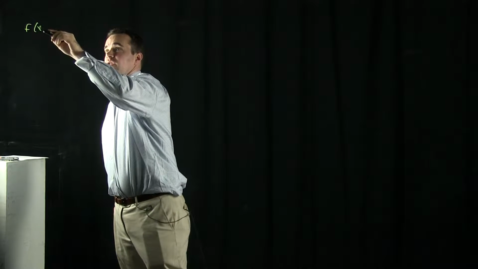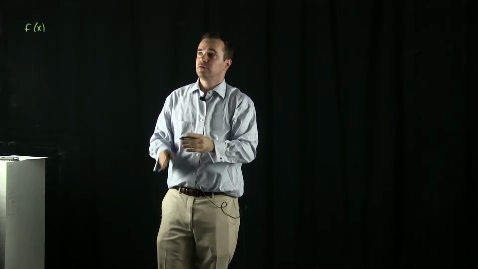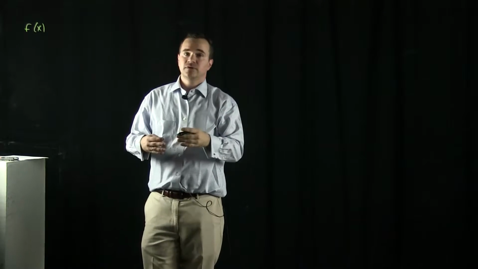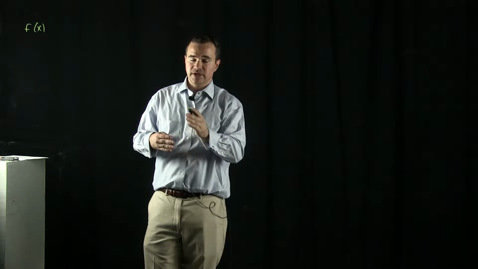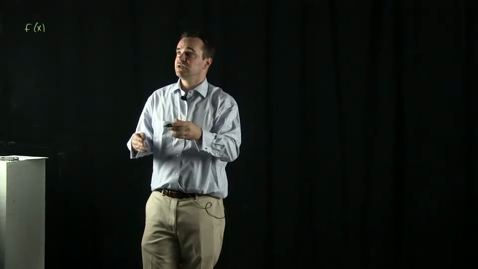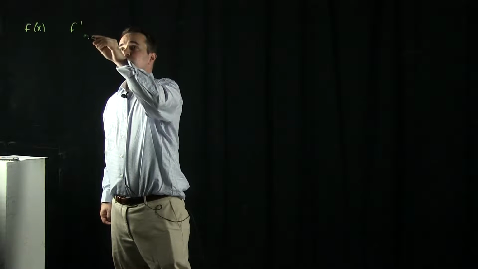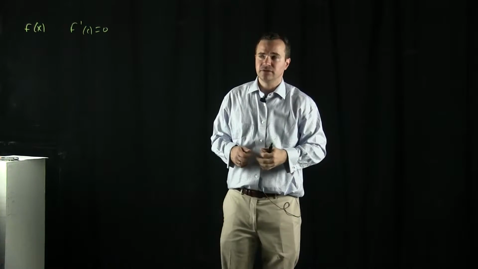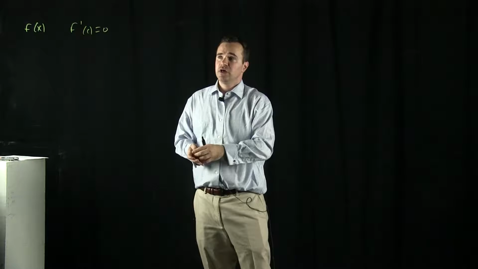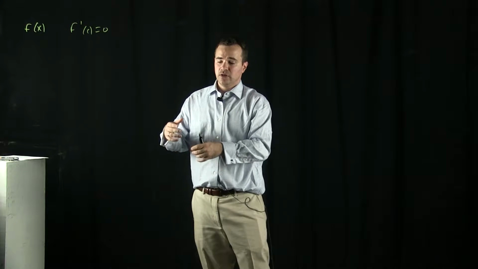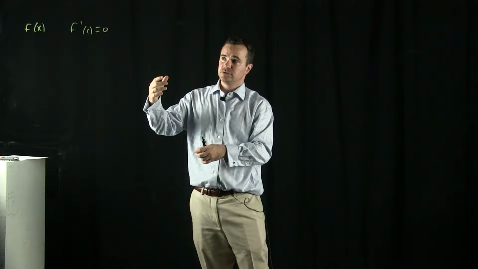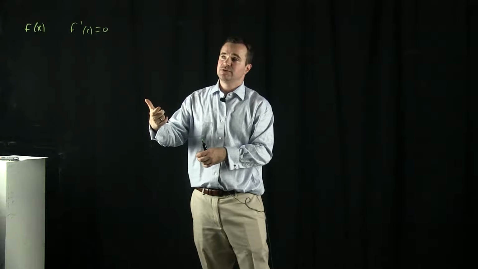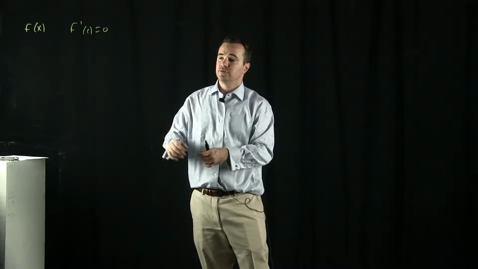The setup for this test: you have to assume that you're given a function f of x, and that you've located a critical point. A critical point means an x value c where either the derivative doesn't exist or the derivative is equal to 0. For this particular test, we're just going to restrict ourselves to when the derivative is equal to 0. So we're not going to be talking about those cases where the derivative doesn't exist.